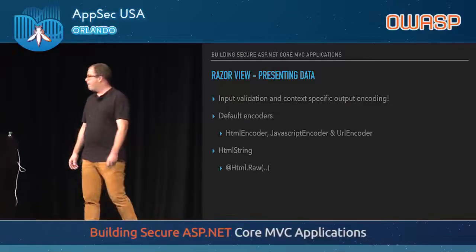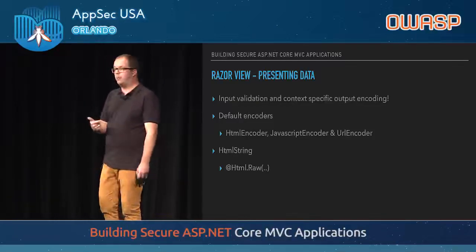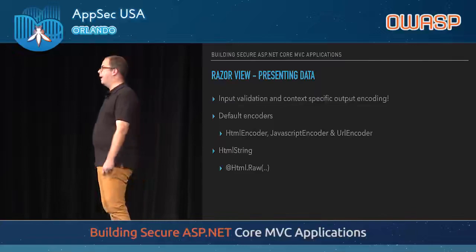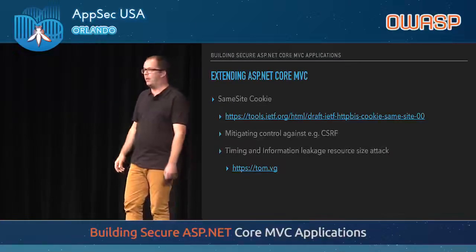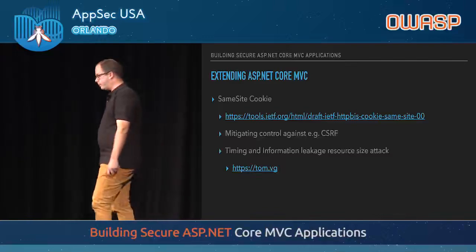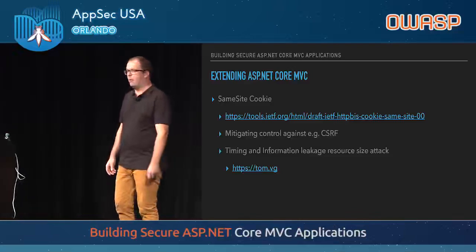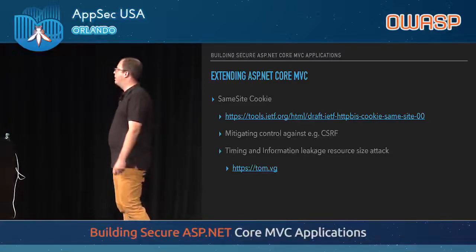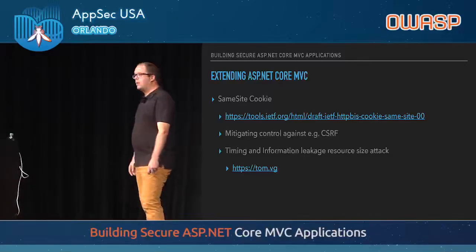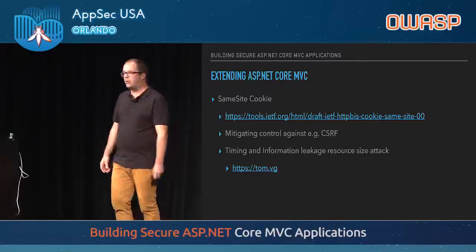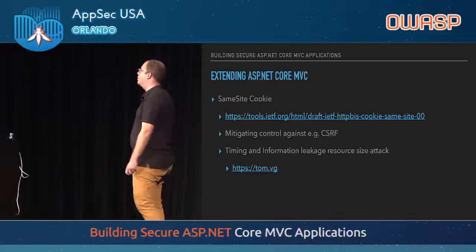Okay, so we talked about processing data, and we talked about the way that we can present data. The next thing up will be how can we extend MVC Core, and how can we leverage, let's say, new web standards? I'm going to briefly touch on the concept of same-site cookies. I'm assuming that you're probably familiar with that, but let me briefly talk you through. A same-site cookie is a standard that allows you to instruct the browser to limit the use of a cookie for an origin.